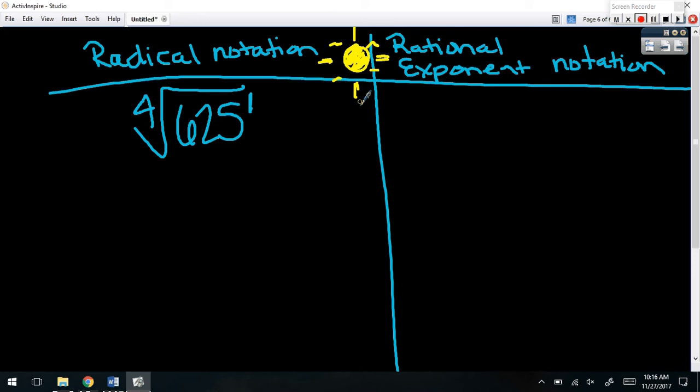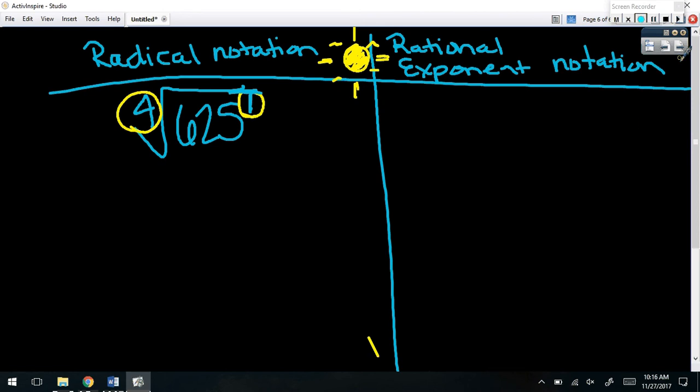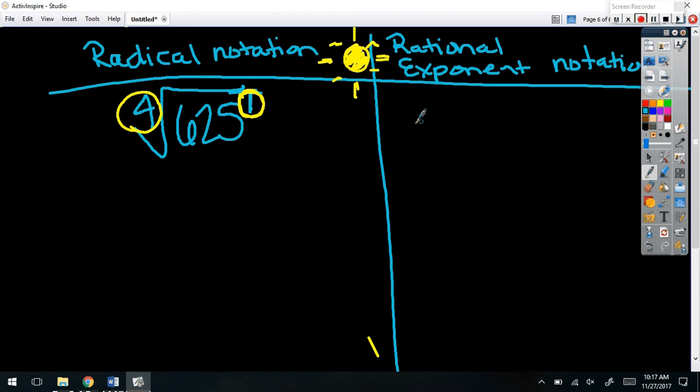Now, if you look at the problem in the first column, do you see these two numbers? One of them is exposed to the sun, and one of them is covered up. It's got a cover over it, right? It's a roof. So in this one, the 1 is under the shade, the 4 is getting sunburnt, right? When we change the form, we keep the base the same.